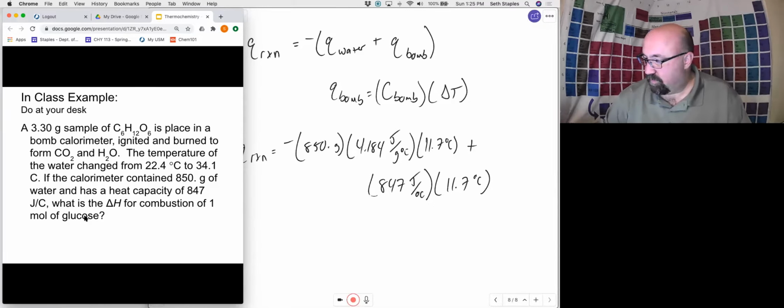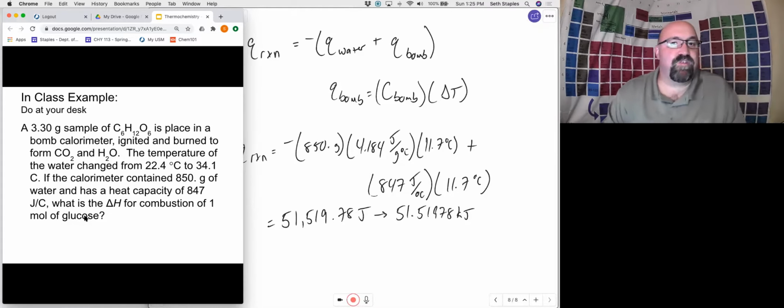So we do out the math of all of this, and we get a total amount, our Q of the reaction, of 51,519.78 joules. Probably want to convert this over to kilojoules. That's easy enough to do. 51.51978 kilojoules. And so that's how much energy was given off by 3.3 grams.